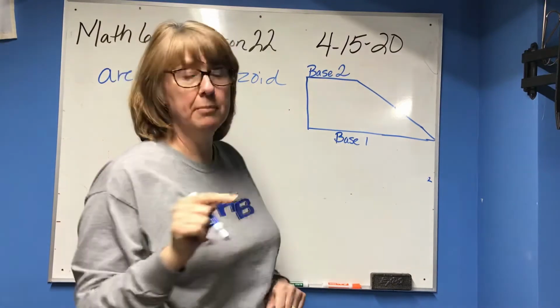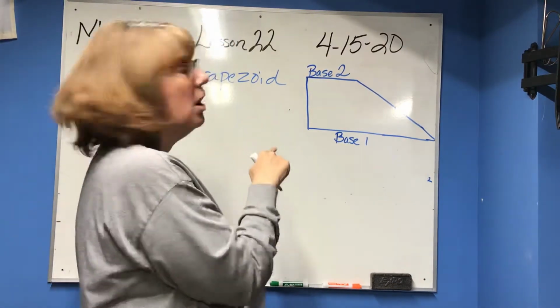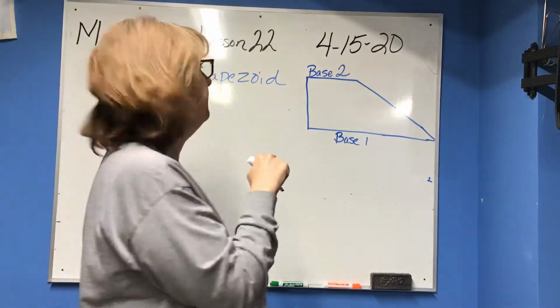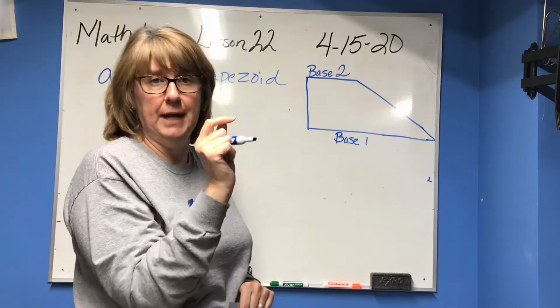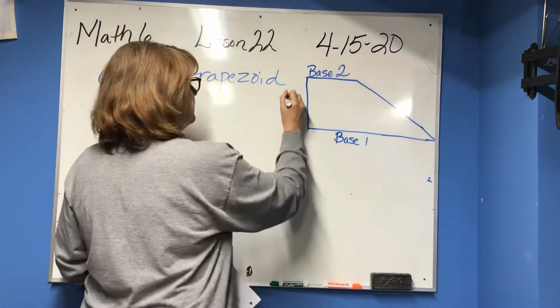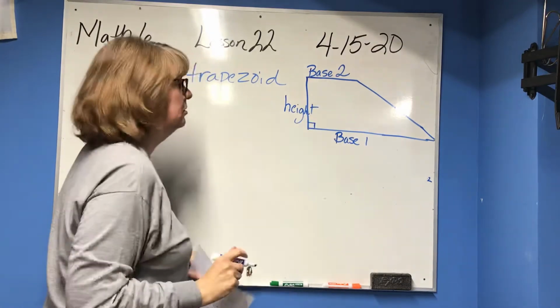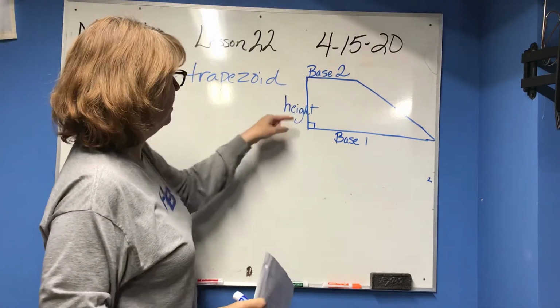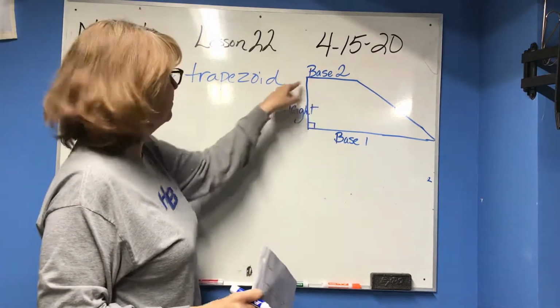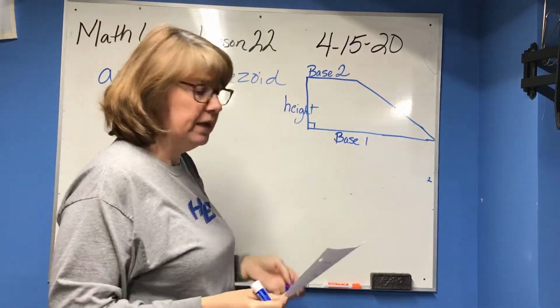Now, if you remember from the iReady lesson that I assigned last week, they talked about how this works, okay? I'm just going to go through the formula today. All right, so this is base 1, this is base 2, and obviously this is the height, right? Because this is a right angle. If this looked like the triangle, it would have that little dashed line, you know, right? If this came out, it would have the dashed line here. Okay, so here is the formula.